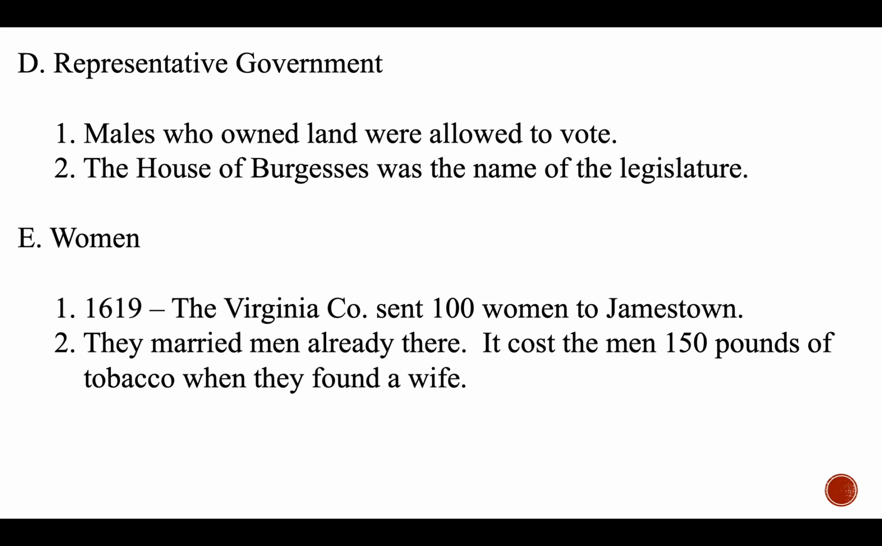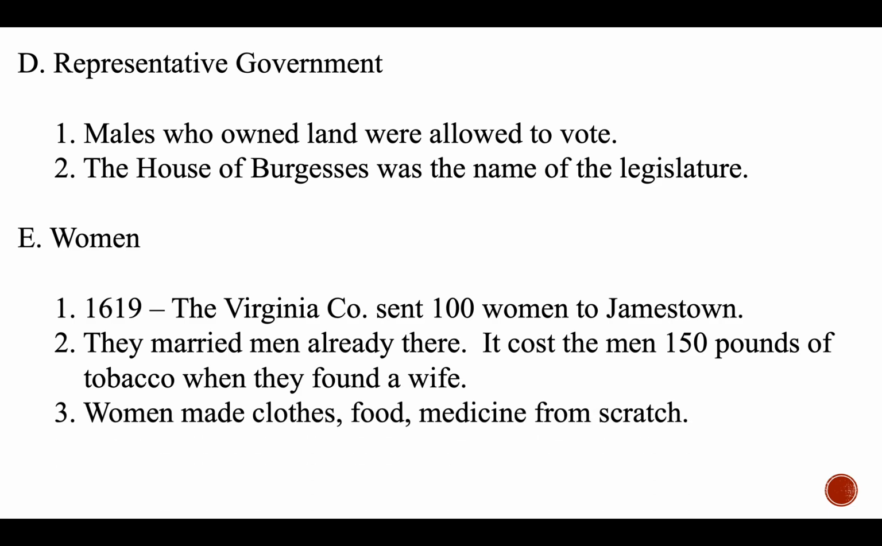I'm sorry, I'm looking at this wrong. 150 pounds. I was going to say the money, but they don't have a lot of money. Tobacco. They would give 150 pounds of tobacco to the Virginia Company because they found a wife. And we would say today, of course, that would be unacceptable. But that's how they did it.